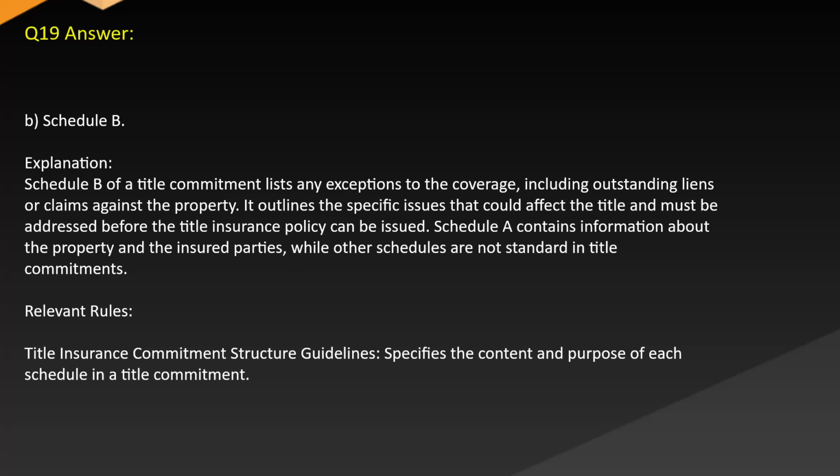Answer: B. Schedule B. Explanation: Schedule B of a title commitment lists any exceptions to the coverage, including outstanding liens or claims against the property. It outlines the specific issues that could affect the title and must be addressed before the title insurance policy can be issued. Schedule A contains information about the property and the insured parties, while the other schedules are not standard in title commitments. Relevant rules. Title insurance commitment structure guidelines specifies the content and purpose of each schedule in a title commitment.